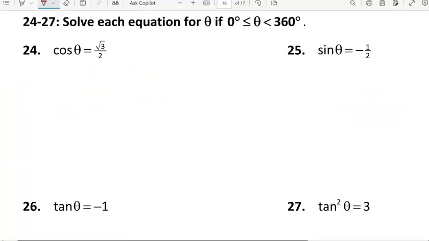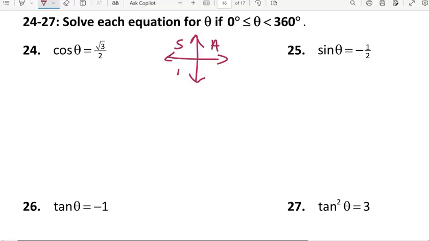For this next section, we're finding all the solutions or values of theta that make each of these trig equations true, but just the values of theta that lie between 0 and 360, inclusive of 0 and not inclusive of 360. So in number 24, we're going to notice that cosine here is positive.